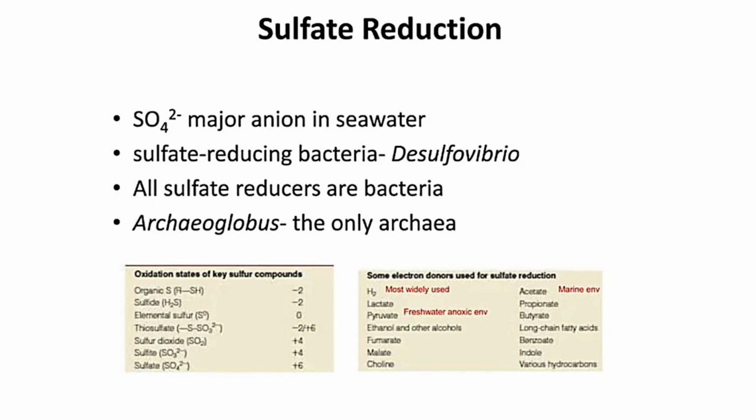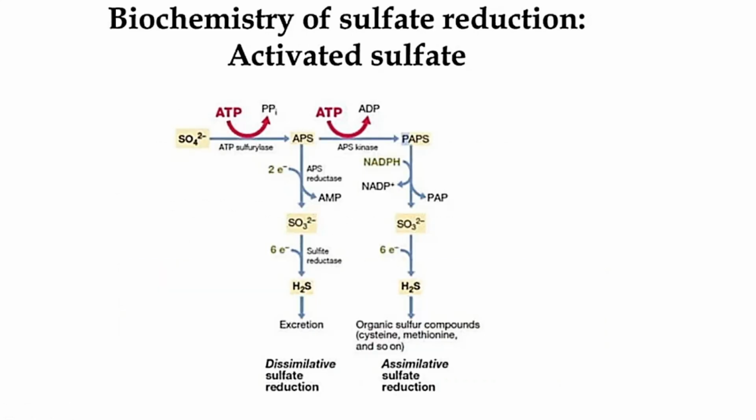And sulfate reduction: sulfate is a major anion in seawater, and this is one of the sulfate reducing bacteria. All sulfate reducers are bacteria only, and Archaeoglobus is the only archaeon, from the prokaryote domain, that can do sulfate reduction. And this shows the biochemistry of sulfate reduction.